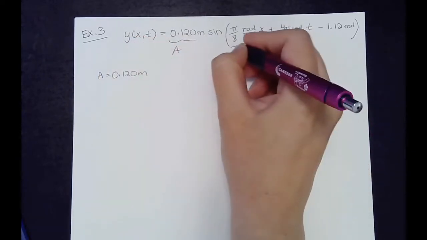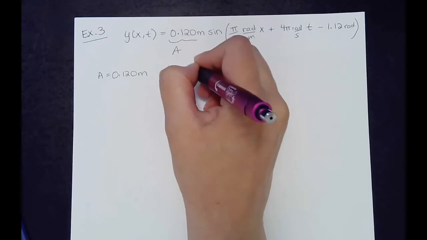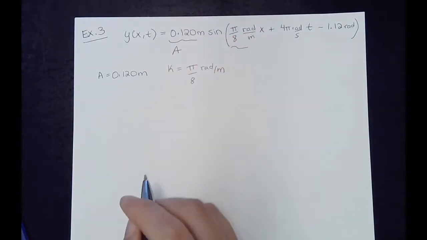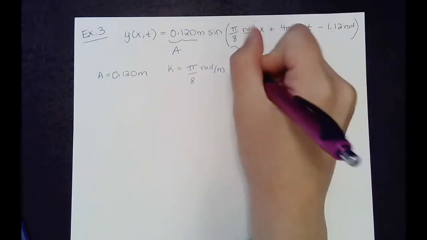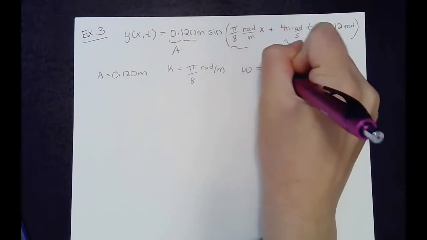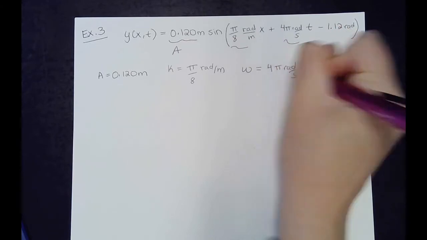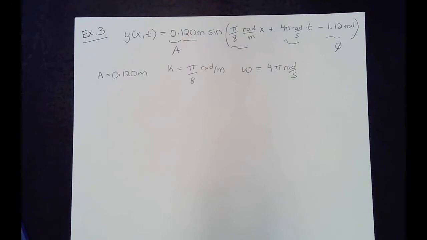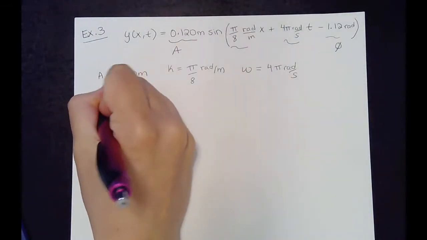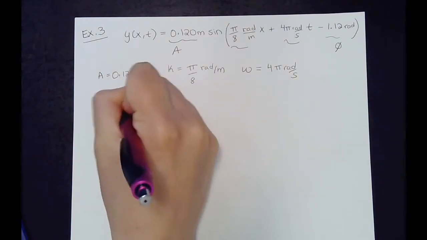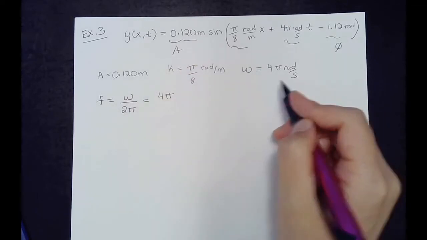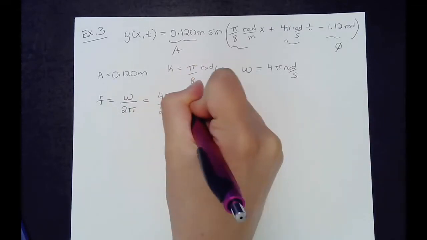And then we have k is pi over 8 radians per meter, and omega is 4 pi radians per second, and then that's the phase constant. We weren't asked for that, but we do know what it is. Okay, so we have amplitude. Next was frequency. Frequency is omega over 2 pi, so we'll have 4 pi, which was omega, over 2 pi, so 2 hertz.